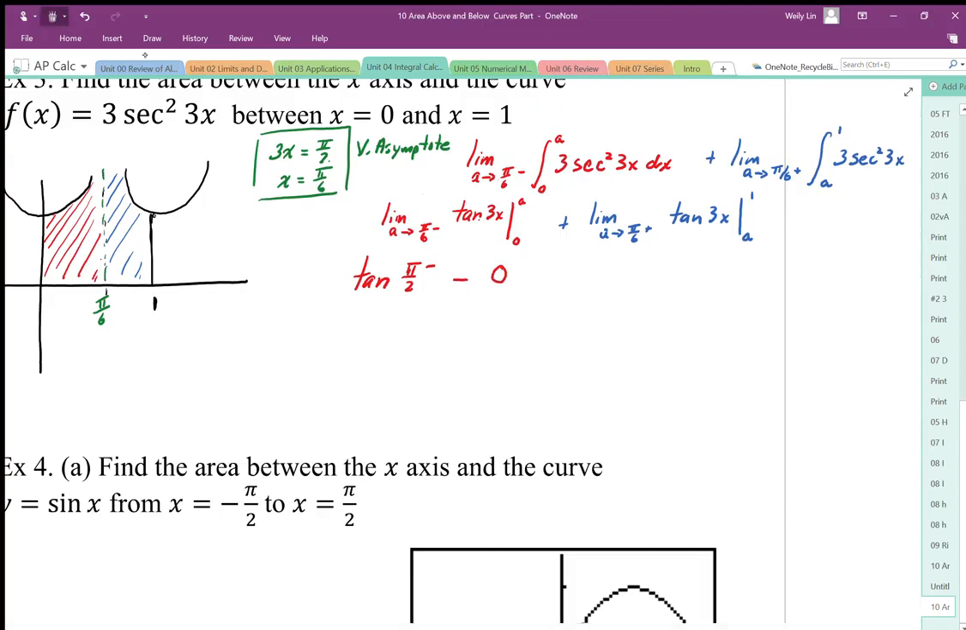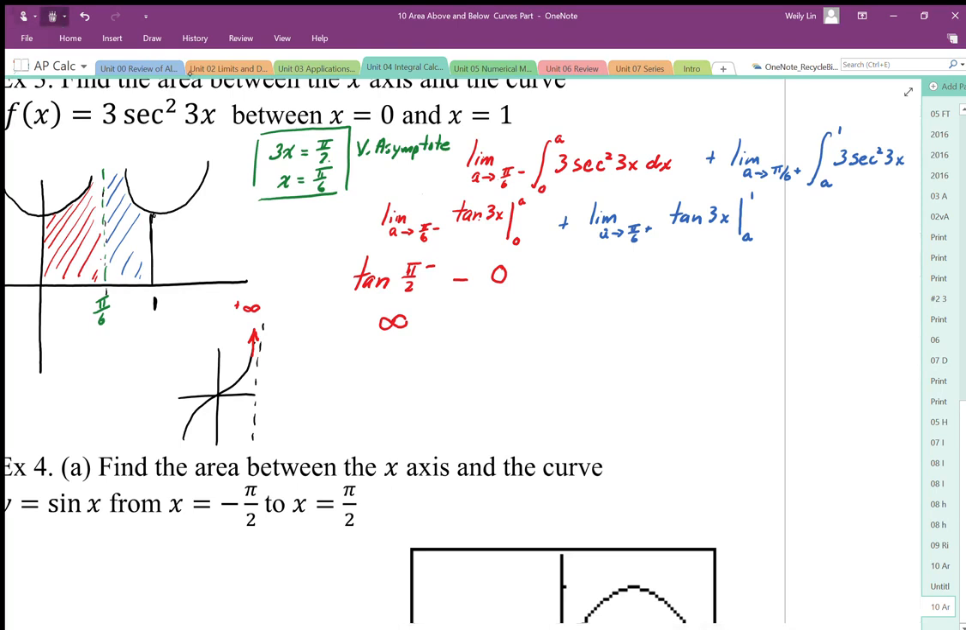And so I want to evaluate this. I need to know what's happening as I approach π/2. The tan values as I approach π/2 from the negative side. If I think of the tan graph, there's my tan graph here, from the negative side of π/2, approaching it from this side, I'm going to be going to positive infinity. So this is going to be infinite. Infinity minus 0 is just infinity. So this unbounded area in red is infinite.